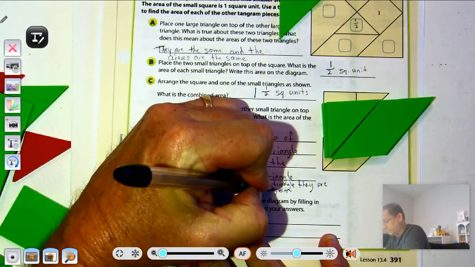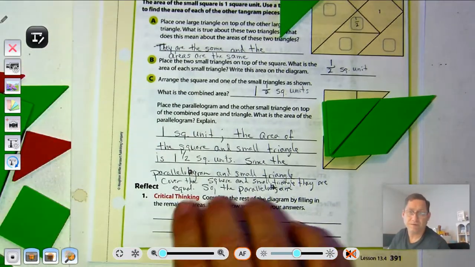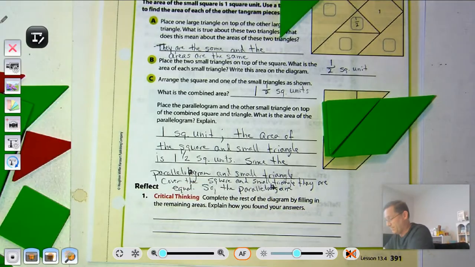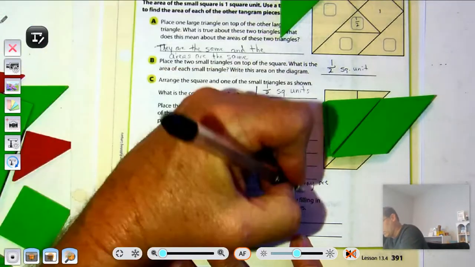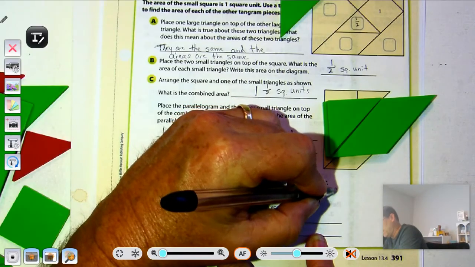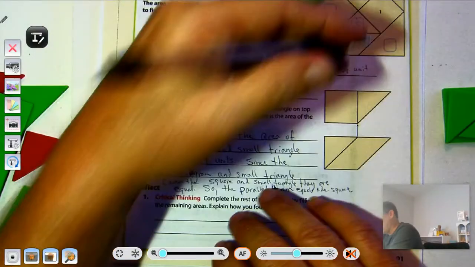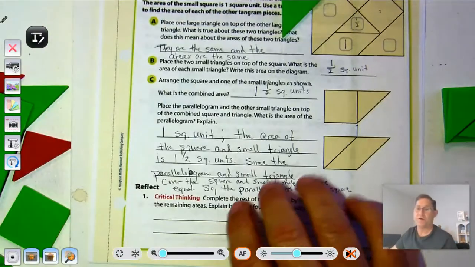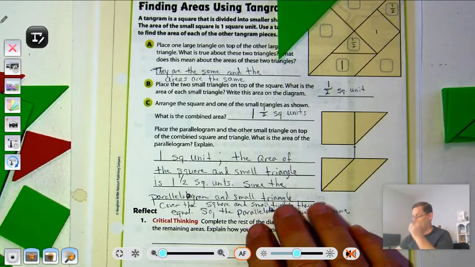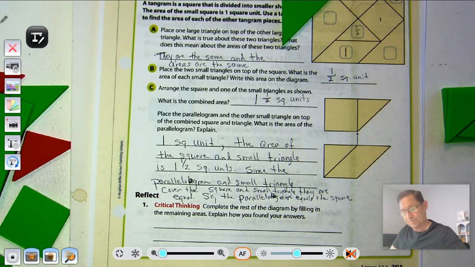I doubled the yellow, sorry. Parallelogram and the small triangle are equal, so the parallelogram equals the square. All right. So if that's true, then that's one square unit. All right. So complete the rest of the diagram by filling in the remaining areas. Okay.